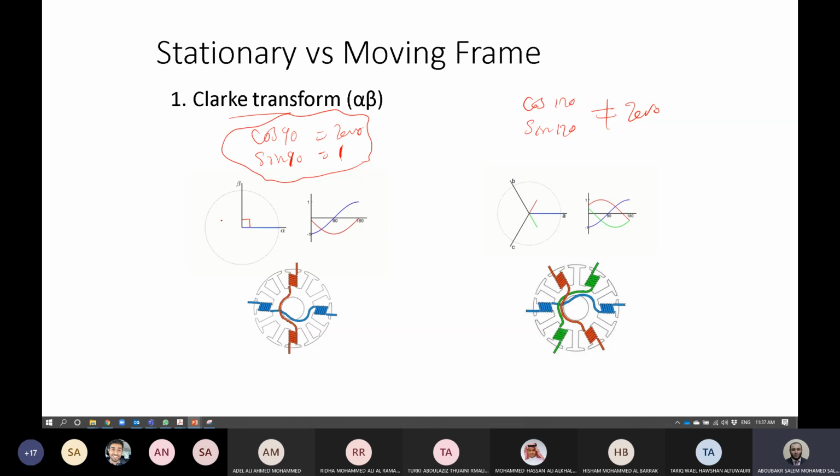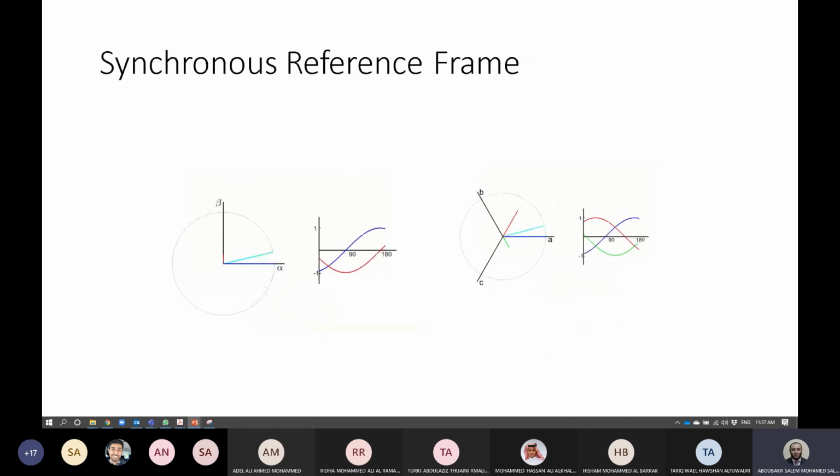So let's see, شباب, what is the meaning of conversion? How can we make this conversion? Again, here we have our three phases.